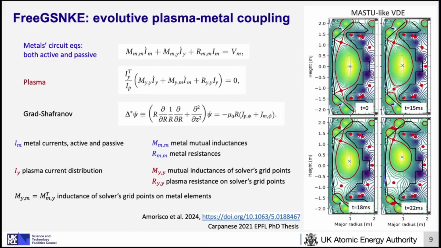So how does this work? Well, basically, FREEGSNKE couples the currents in the metal, both active poloidal field coils and passive structures, with the plasma. And of course, there's a number of ways to do this. Again, we take inspiration from work at EPFL, and for the plasma, we essentially describe the evolution through a one-dimensional equation that is practically a simplified version of the Poynting theorem, or basically the circuit equation in each of the domain points in the plasma, which are contracted by the current distribution, the normalized current distribution of the plasma itself. And then, of course, these are all coupled with the Grad-Shafranov equation to describe the equilibrium.